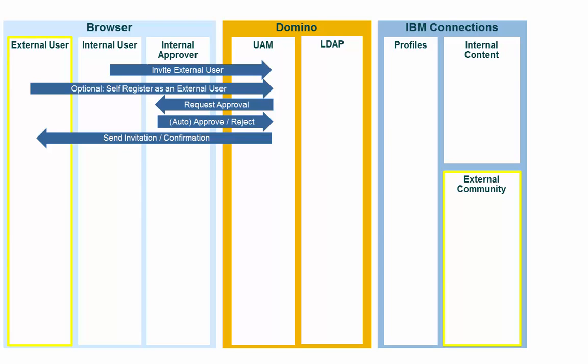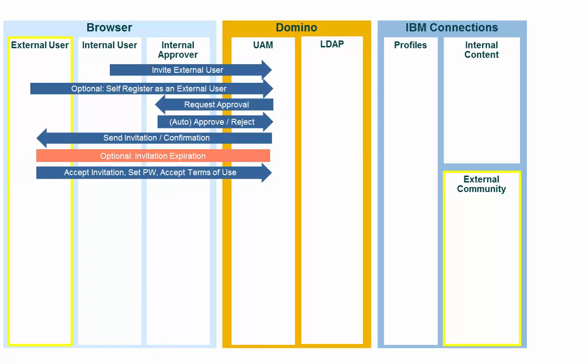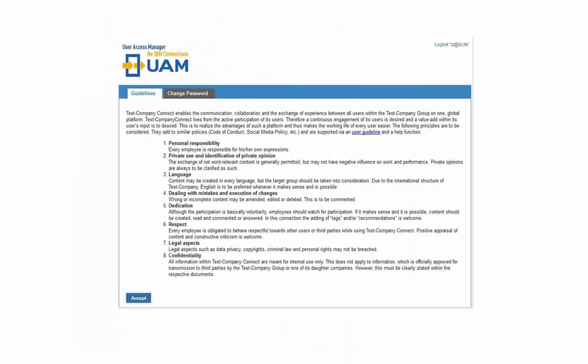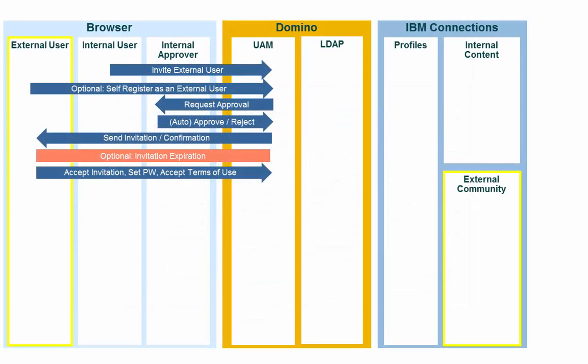That invitation, of course, might expire if it is not being used within a certain amount of time. You certainly don't want anybody to accept an invitation a year after you issued it. Now the external user has to accept the invitation, set the password, and of course accept the terms of use. Otherwise, they will not gain access to IBM Connections. As a next step, of course, an LDAP user needs to be created. That LDAP user is then synchronized to IBM Connections profiles using the TDI.